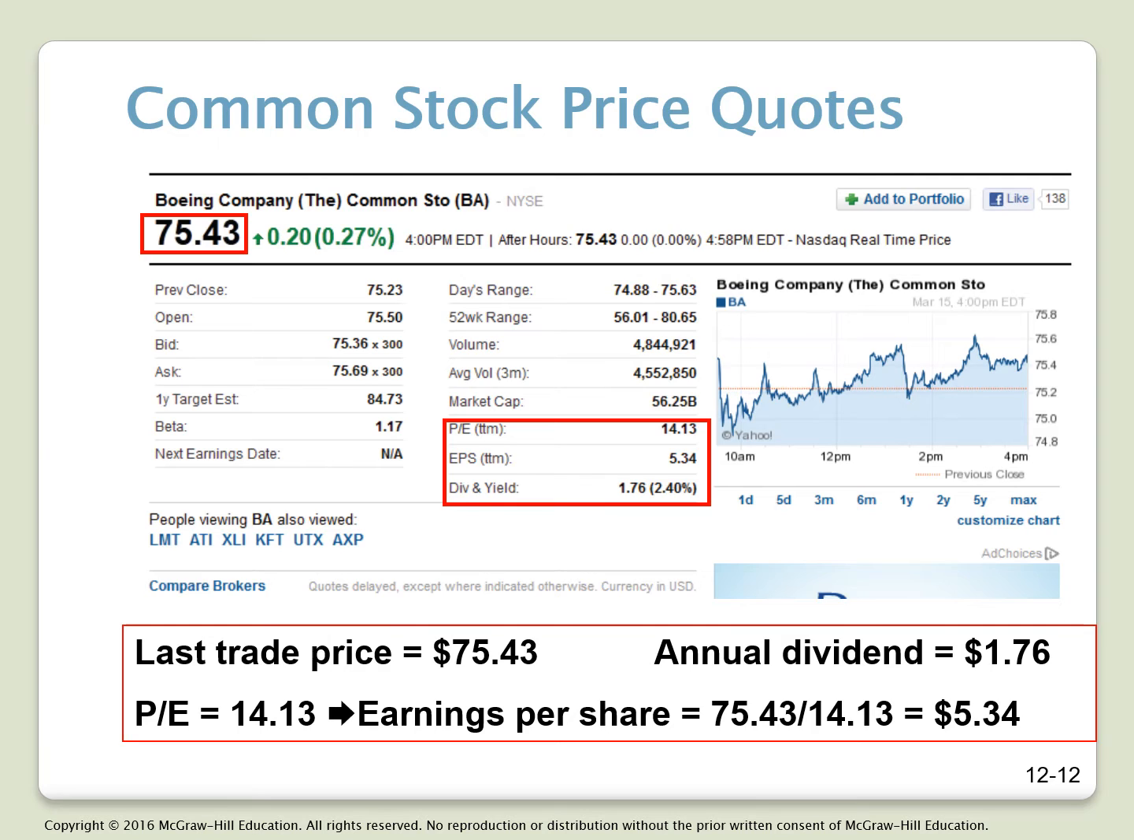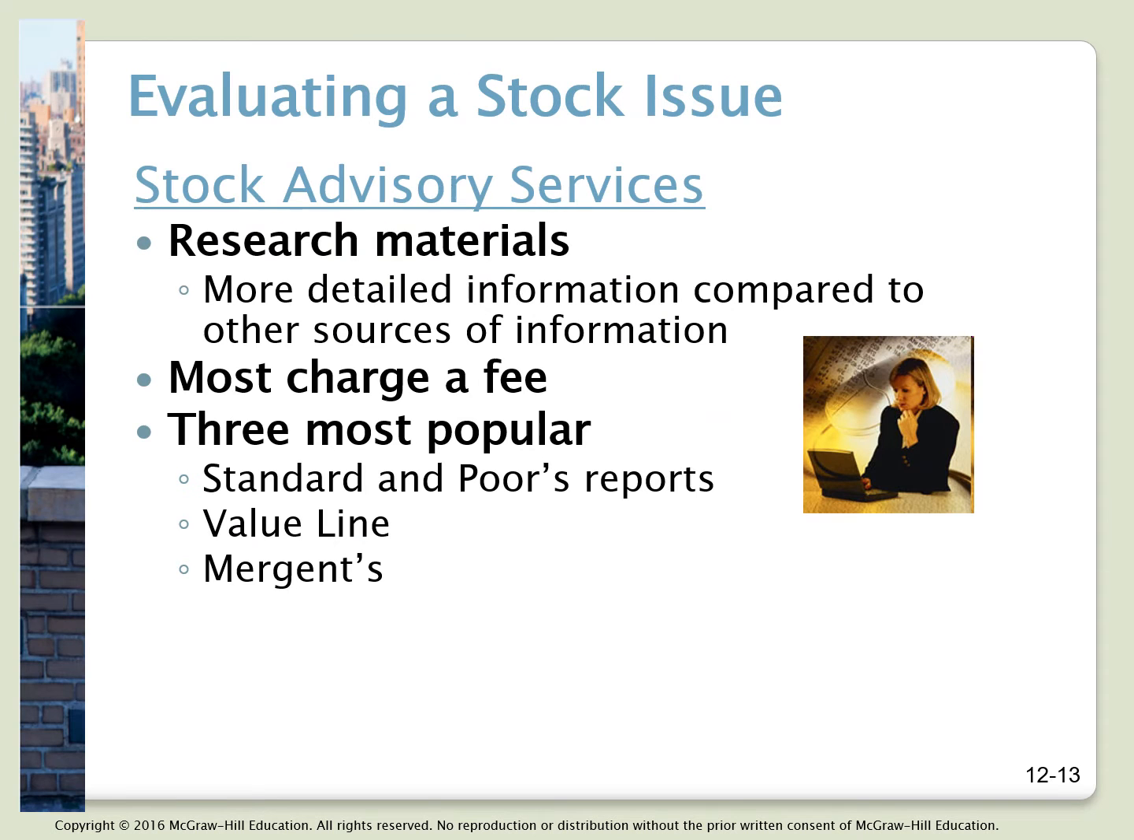The trade price, the annual dividend is listed, the dividend and yield, the PE is the price earnings or earnings per share. And what that means is how much overall is earned, relative to the price of the stock, $75.43, and earnings per share is $14.13, which gets us to $5.34 there, the PE ratio, if you will.